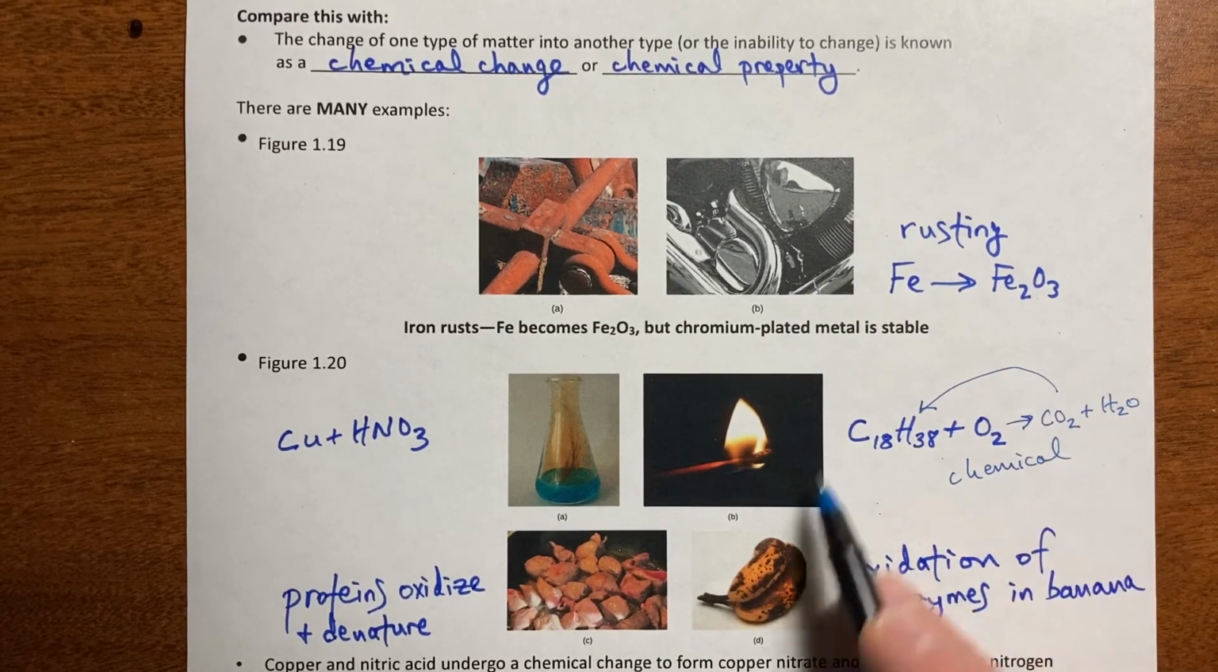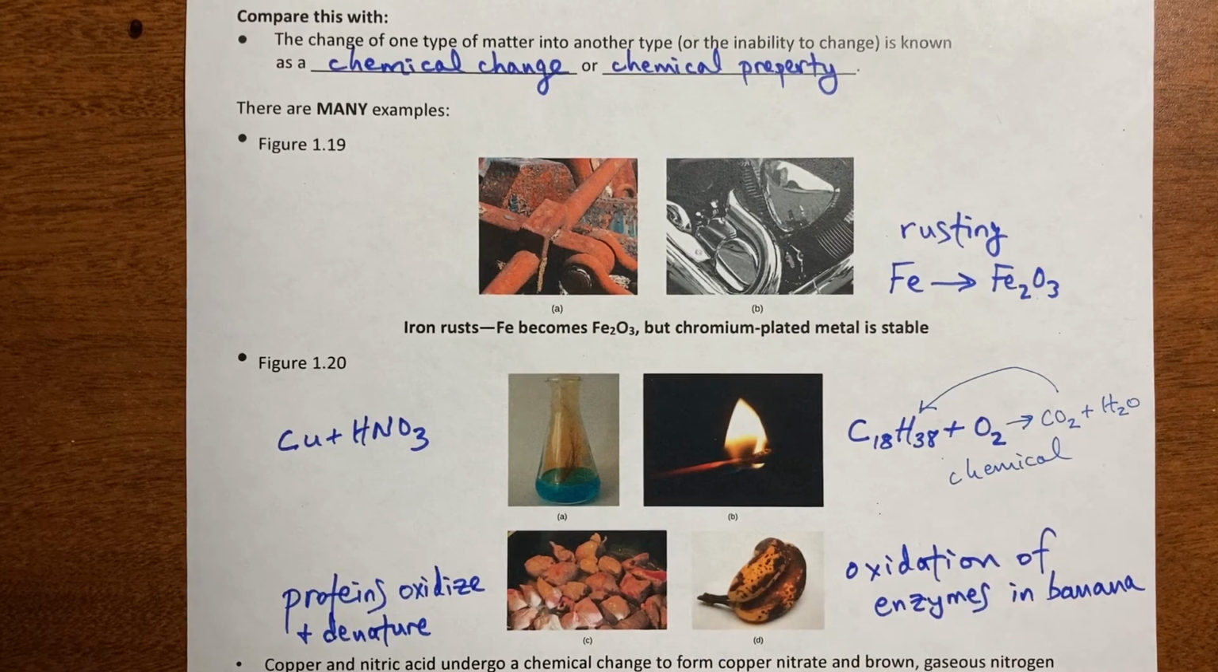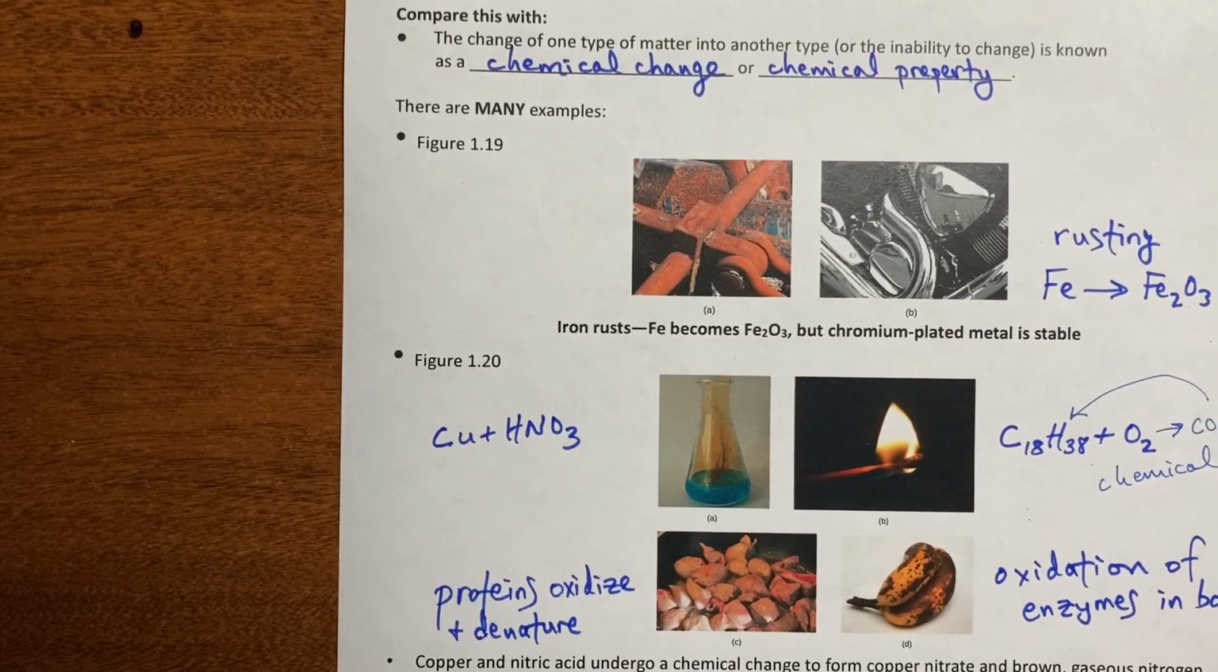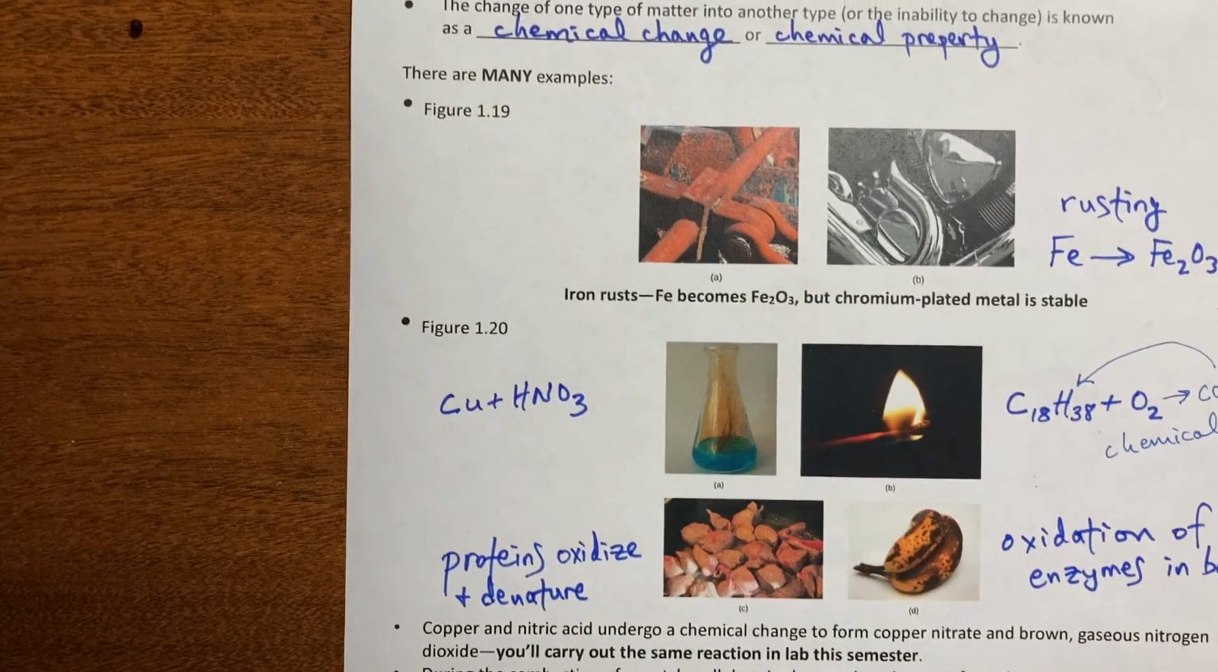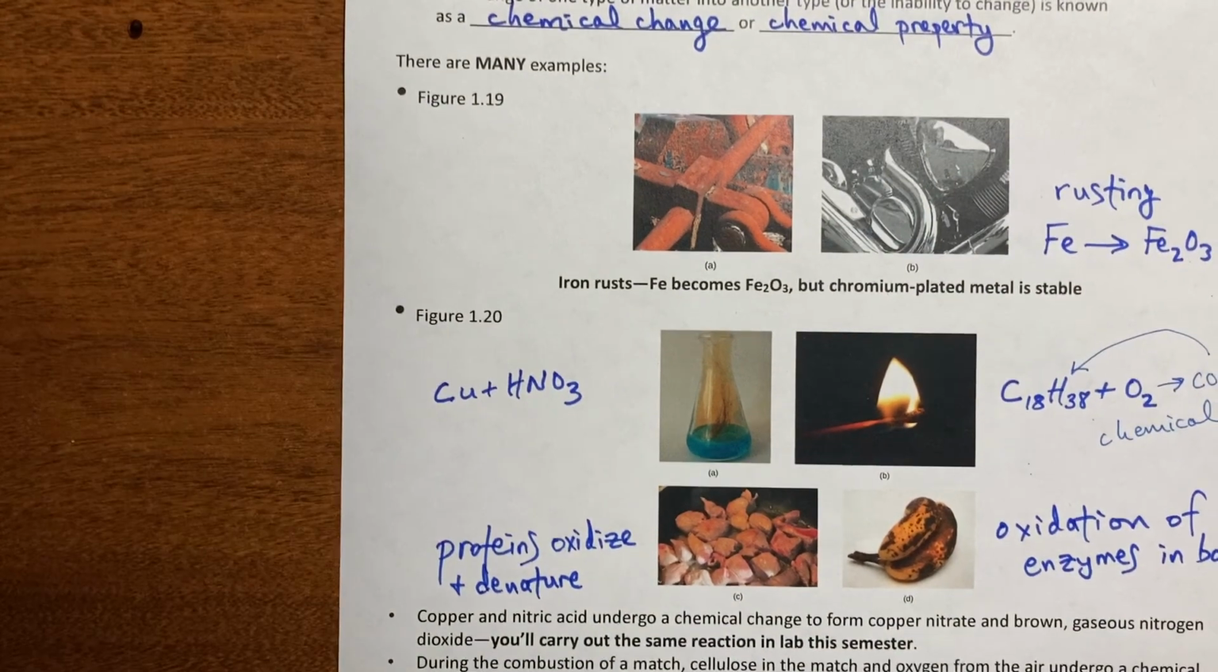Photosynthesis is the opposite of this reaction to give us oxygen. It can be done, but under normal circumstances, chemical changes like this are not reversible. When you cook red meat, the proteins oxidize and denature to make something else. So that's a chemical change as well.